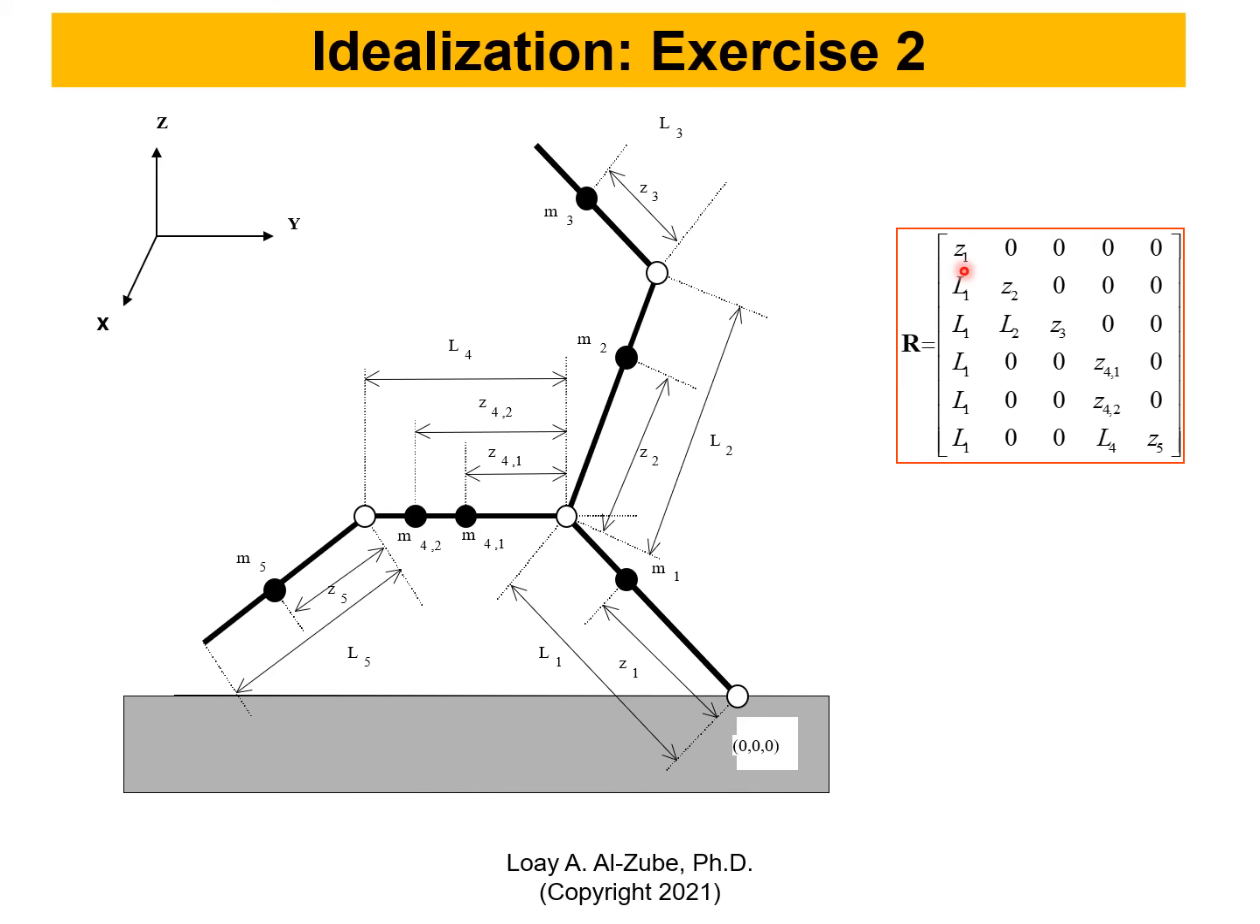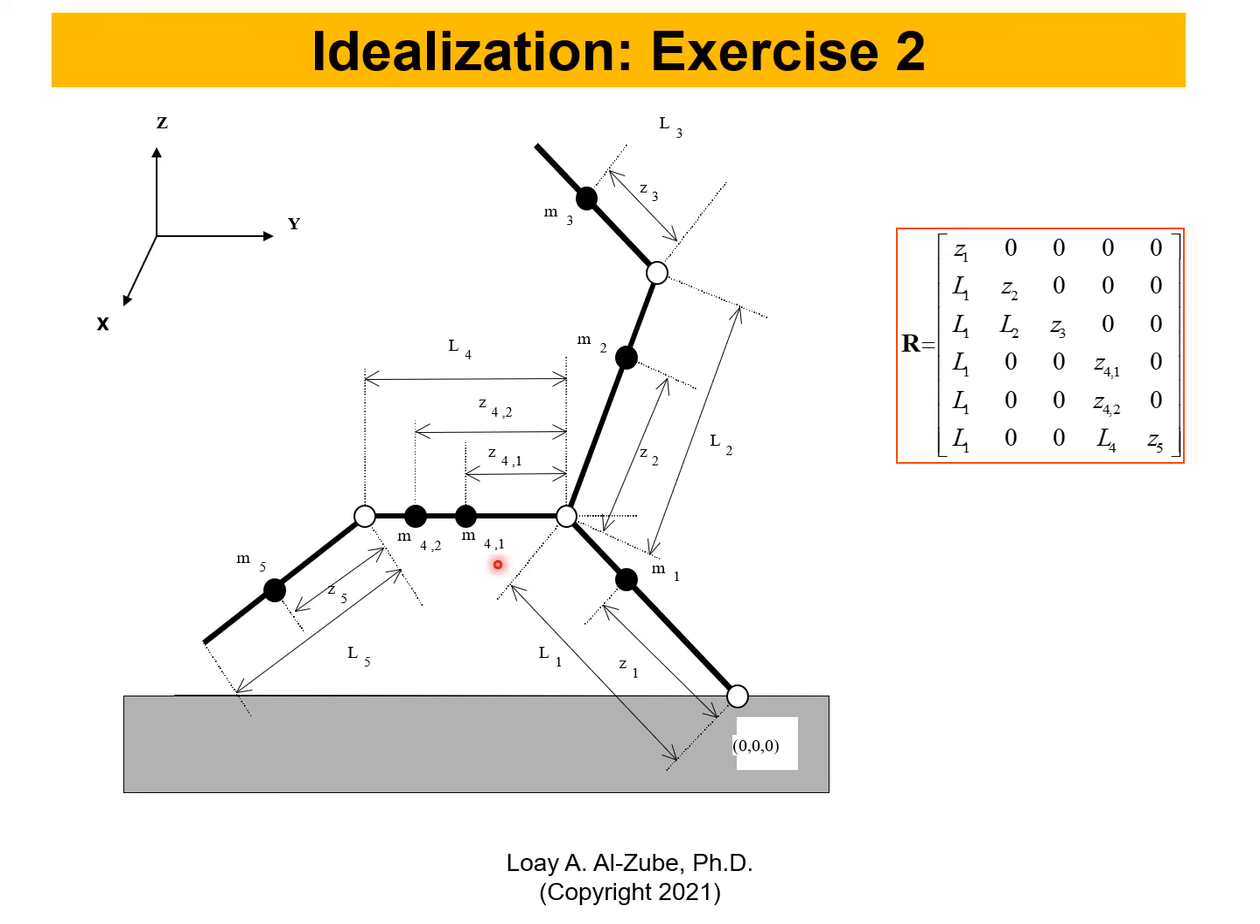here. Now, for mass 2, I have to pass all of L1, then Z2 to reach mass 2, correct? That's why on the second row, I have the entire length of the first segment, and then Z2 of the mass point. Now, this is mass 3, correct? I have to go the entire L1, L2, and then Z3 to reach that mass point. So L1, L2, Z3.